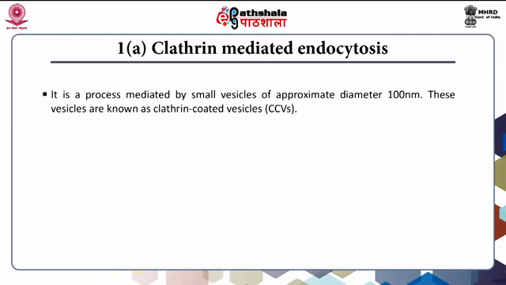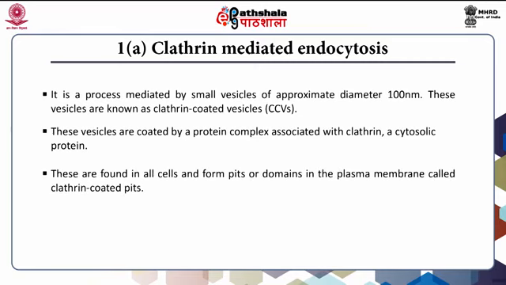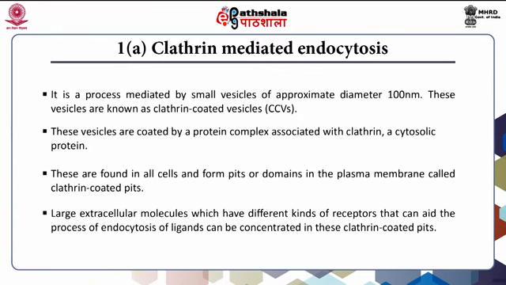It is a process mediated by small vesicles of approximate diameter 100 nanometer. These vesicles are known as clathrin coated vesicles or CCVs. These vesicles are coated by a protein complex associated with clathrin, which is a cytosolic protein. These are found in all cells and form pits or domains in the plasma membrane called clathrin coated pits. Large extracellular molecules which have different kinds of receptors that can aid the process of endocytosis of ligand can be concentrated in these clathrin coated pits and then enter into cells.